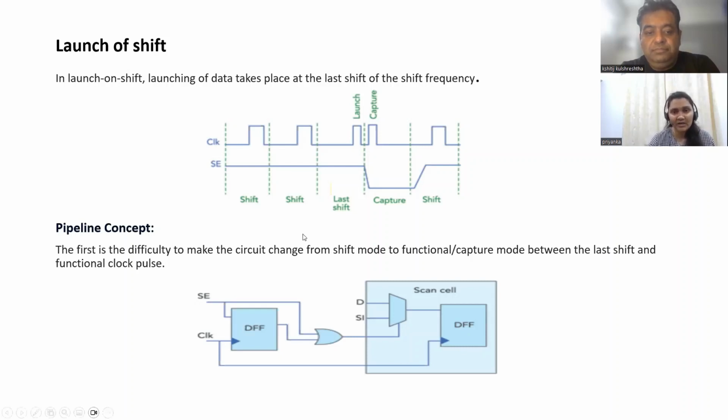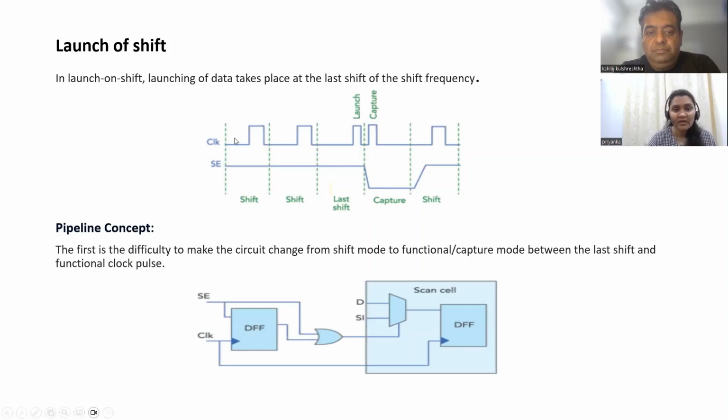You can see here from 1 to 0 transition, it is very fast because you are changing the frequency. We are coming with shift frequency, and suddenly we want our scan enable signal to respond on the functional frequency. So it will be very difficult to manage.